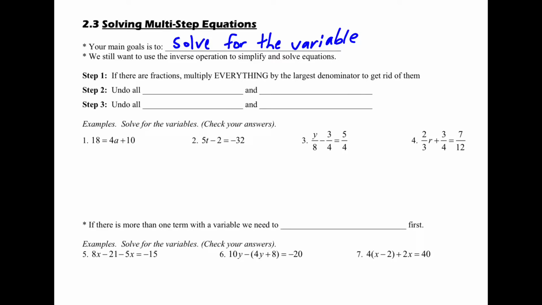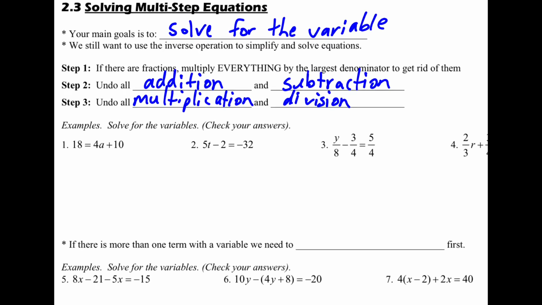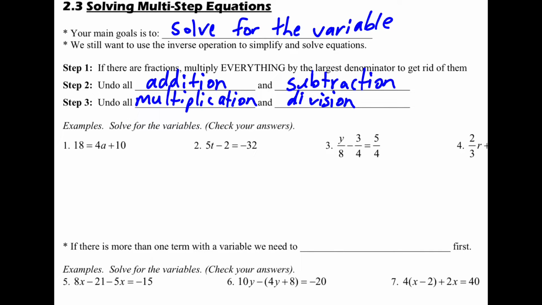When it comes to two-step and multi-step equations, your main goal is to solve for the variable. We still want to use inverse operations to simplify and solve equations. So here are 3 steps that you can follow that will work for all these two-step equations.